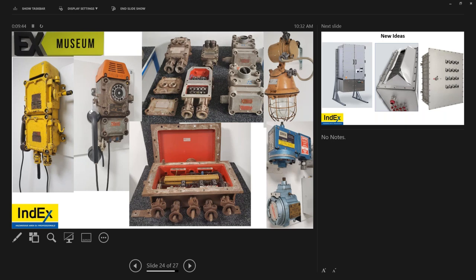So hydrogen, acetylene, and there's another one, carbon disulfide, I believe. These are 2C. These are the most dangerous. Druckfest, pressure resistant. Thank you.